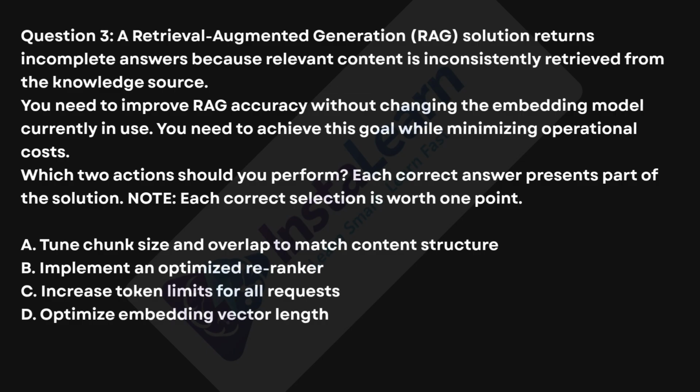Question 3. A retrieval augmented generation (RAG) solution returns incomplete answers because relevant content is inconsistently retrieved from the knowledge source. You need to improve RAG accuracy without changing the embedding model currently in use. You need to achieve this goal while minimizing operational costs. Which two actions should you perform? Each correct answer presents part of the solution. Note: each correct selection is worth 1 point.